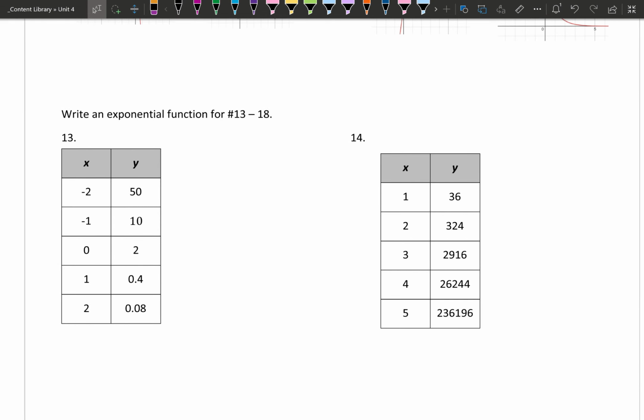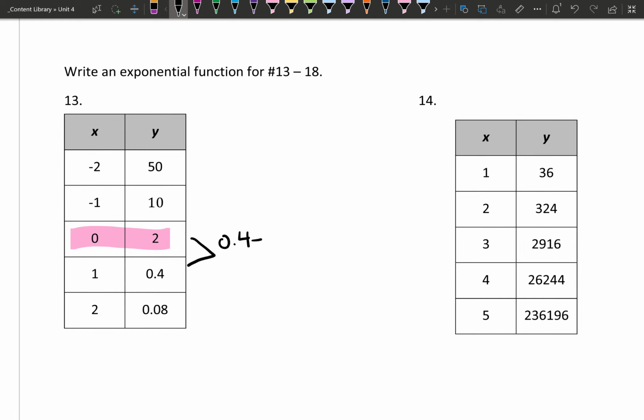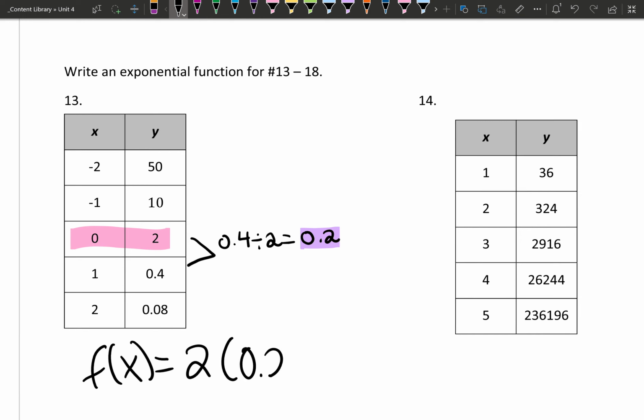Let's write an exponential function for number 13 through 18. All right. So here, to write an exponential function, we need the y-intercept and the pattern. So the y-intercept in number 13 is 0, 2. So that's great. We found it. Now we need to find the pattern. In order to do so, we're going to do 0.4 divided by 2. 0.4 divided by 2 is 0.2, or maybe your calculator will give you 1/5. But that's all we need. So f of x equals 2 parentheses 0.2 to the power of x.